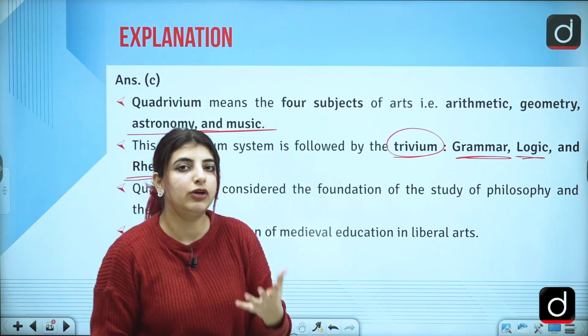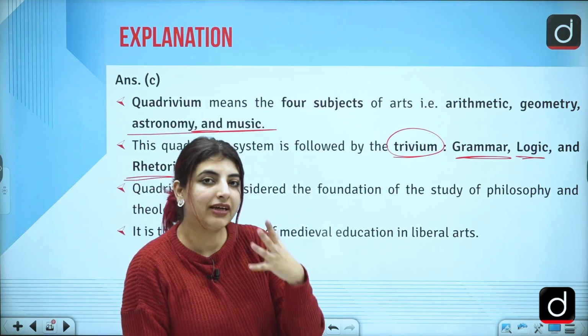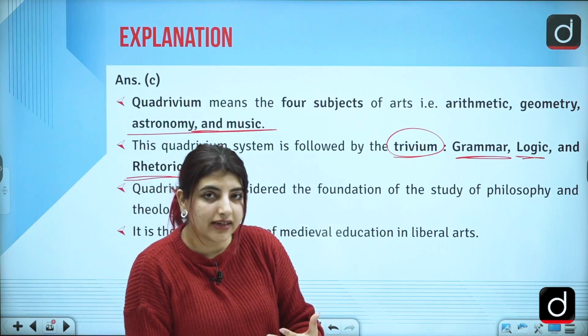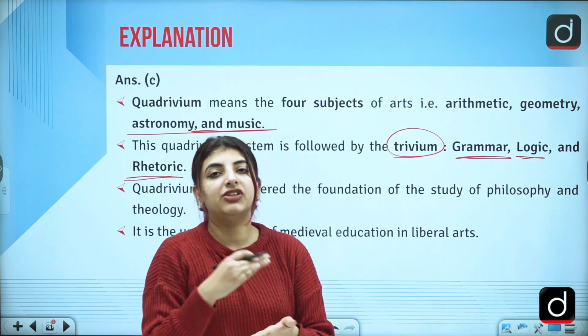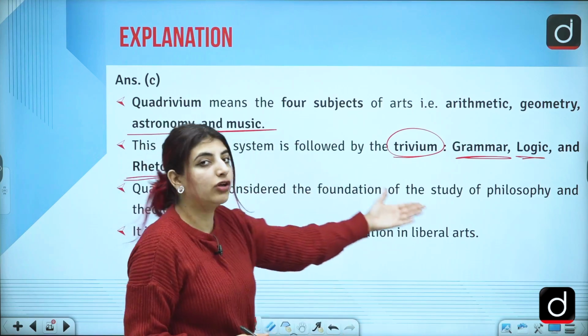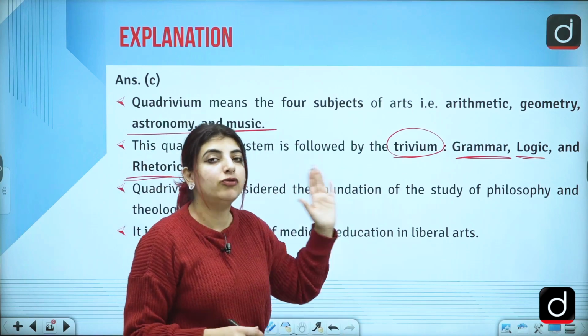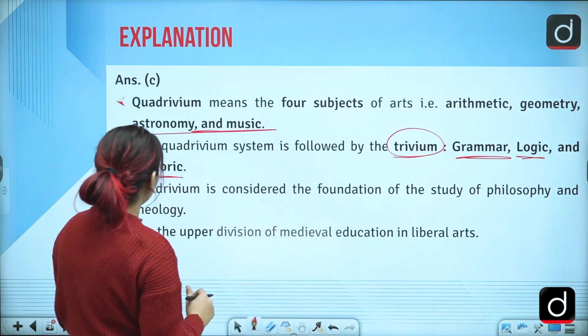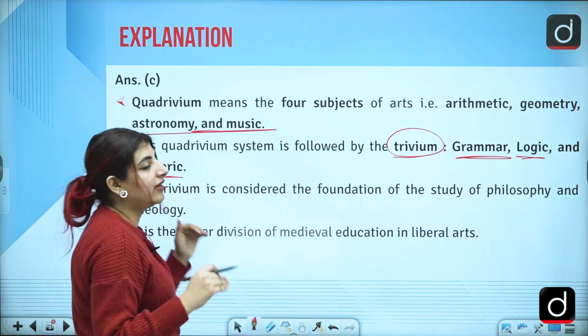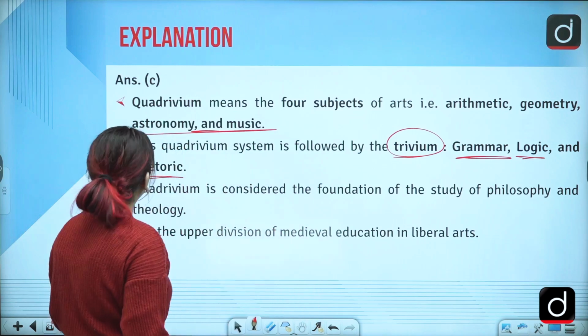Of course, if you are appearing for paper 1, it does not mean that subject specificities are there. You all should know the general sphere, because this is a paper which is general for all, right? For philosophy and theology, quadrivium was such a field where the students needed to excel. It is the upper division of medieval education in liberal arts.